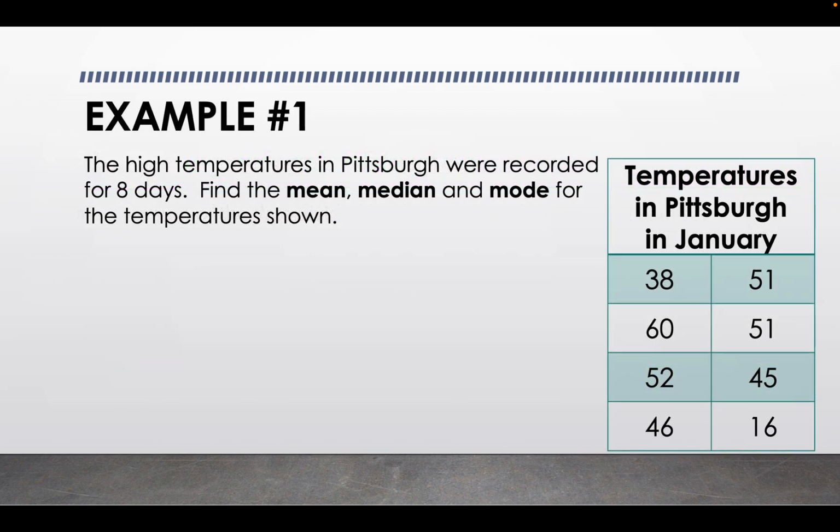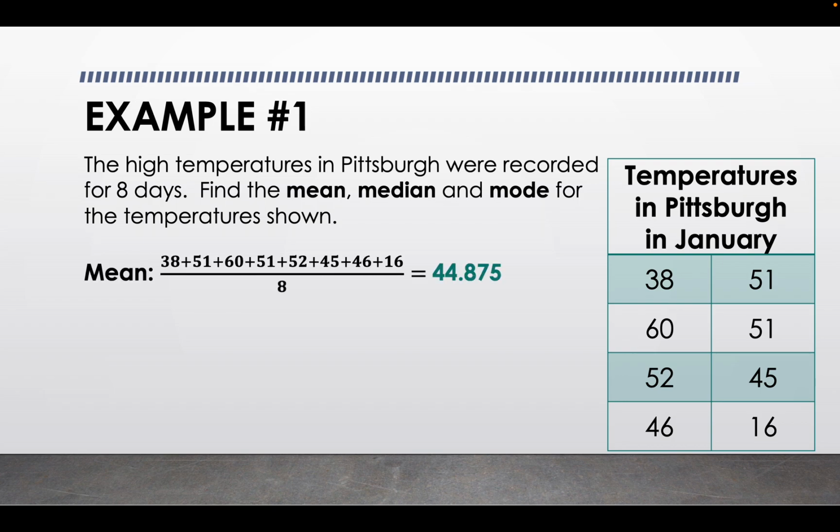So let's practice finding the mean, median, and mode for the temperatures of these 8 days in January. The mean is found by adding up all 8 numbers and then dividing by 8. That gives us 44.875.